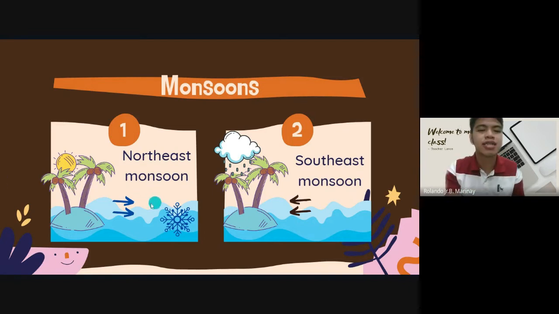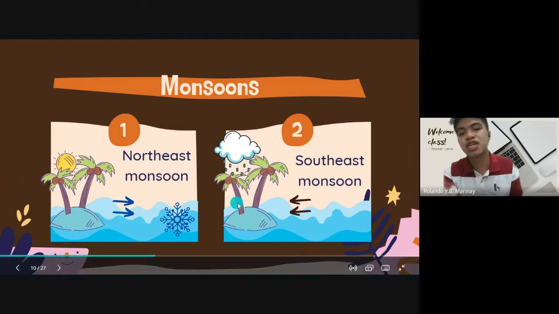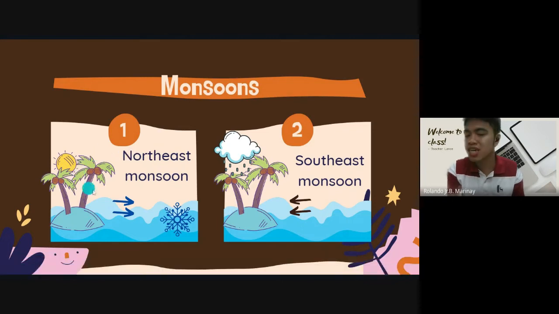The northeast monsoon, the wind blows from the land to the sea. The southeast monsoon, from the sea to the land. The northeast monsoon happens in the winter. The southeast monsoon happens during the rainy season.